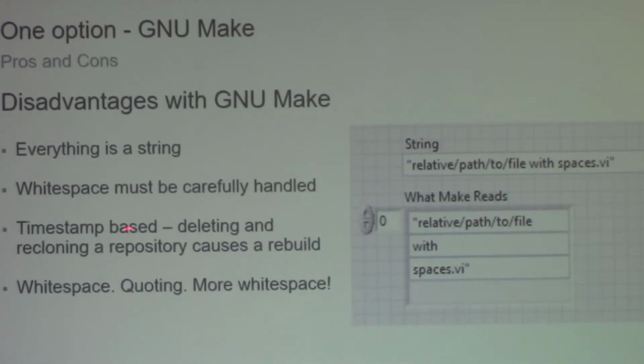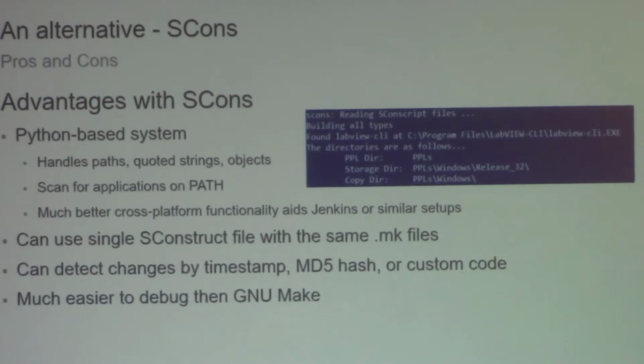Additionally, make is timestamp based. When you delete and reclone a repository, even if nothing changes, it will rebuild. For some people, that might be ideal. Maybe you really want to always rebuild everything. But here you don't really have a choice. So I ran that quite happily on my desktop for a while, but when I moved to Jenkins, getting Windows to call Windows subsystem Linux to call make to call this became a bit too much trouble.